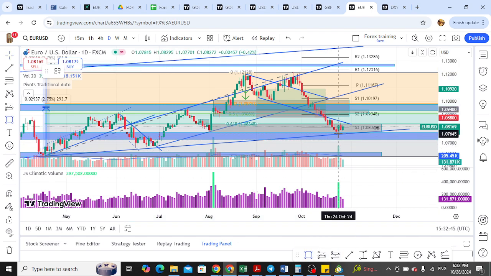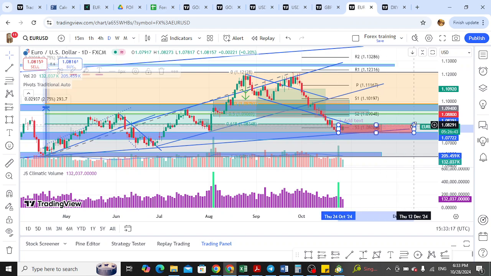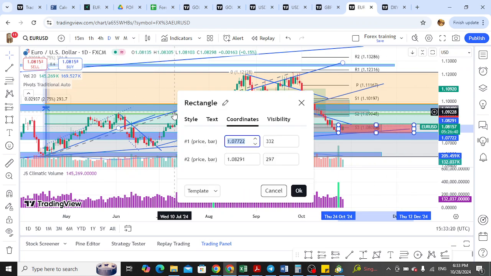I take the wicks. And I'm very detailed on this one. I just don't draw a rectangle. No, I'm very precise. I take the low. The low is 770. And the high is 829.5. 829. Okay, so I go here.